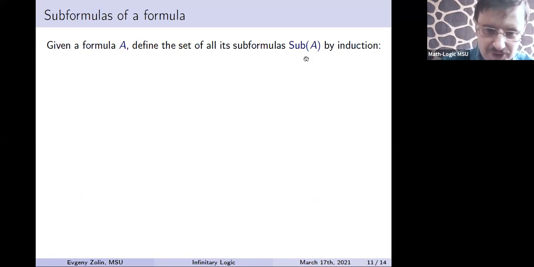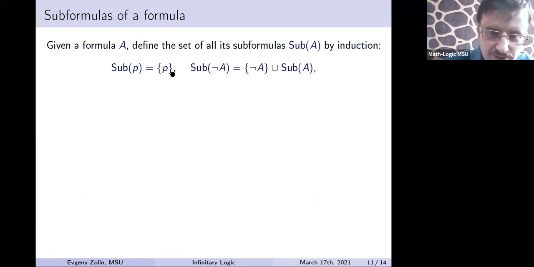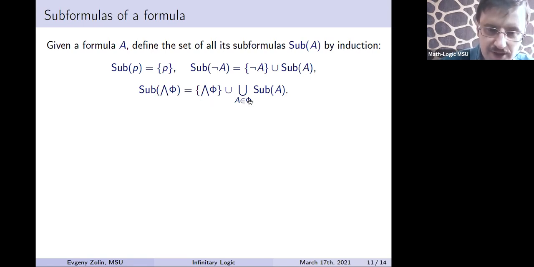So let us recall the definition. We didn't give the definition, of course, but one can easily give this definition of subformulas. The set of subformulas of P, a variable, is just the set of P. The subformulas of negation A is the formula negation A itself and subformulas of A. And if we have a formula of this kind, a conjunction, we simply take this formula itself and then take all subformulas of formulas from phi. For every A, we take subformulas of A.